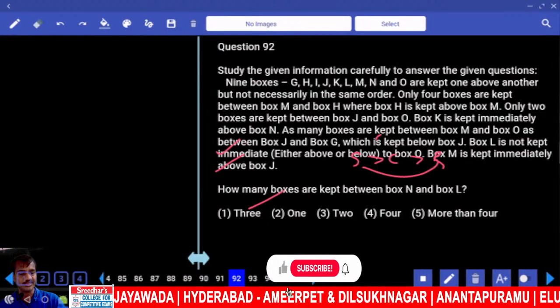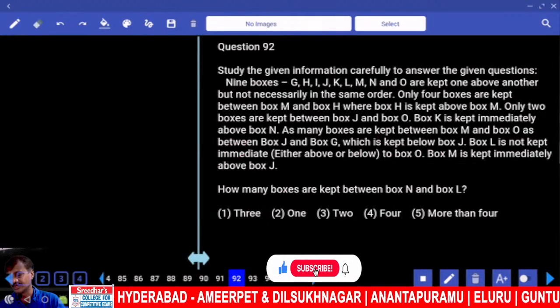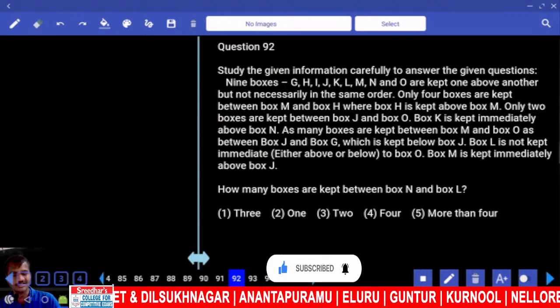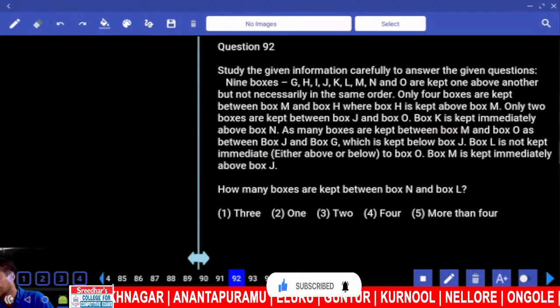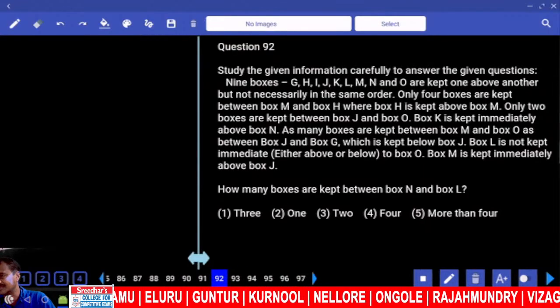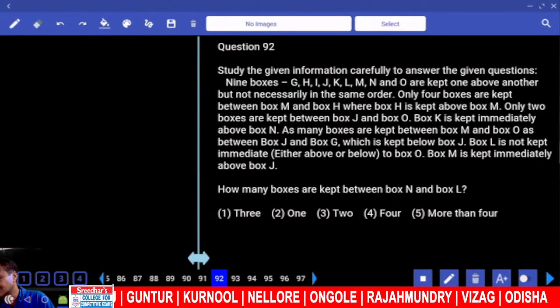The next one, 92 onwards. 9 boxes were there, first or the second? First, second. As of now, we have done up to question number 92, leaving those 5 questions, isn't it? Then from here, check out how much time is left over. 92 to 96, 97 to 100.